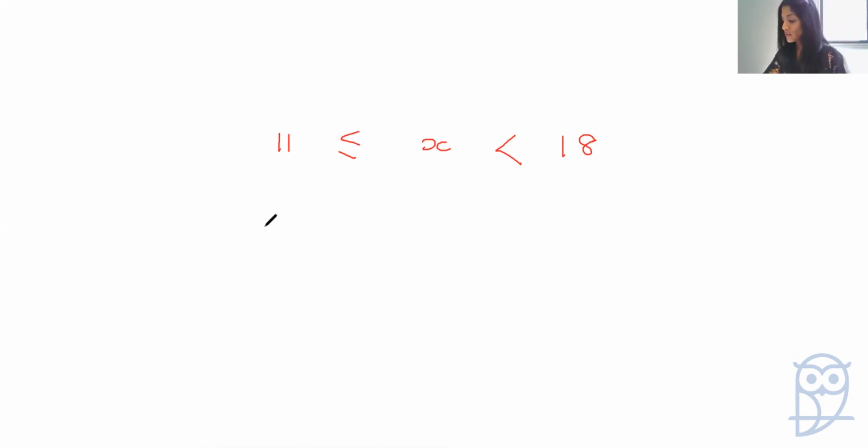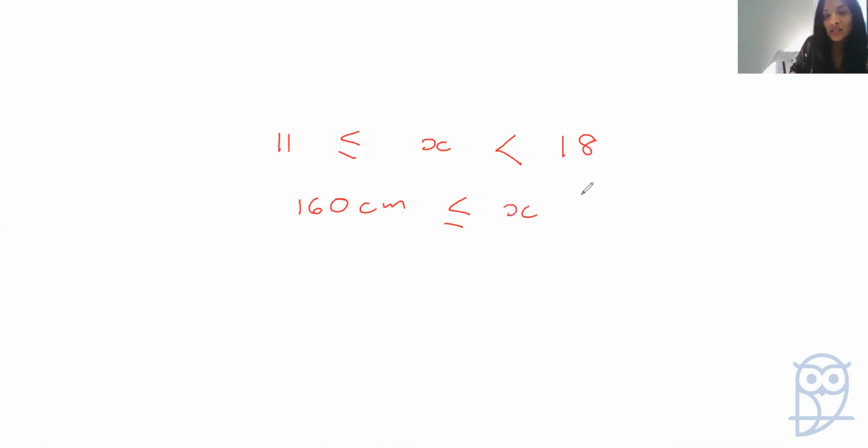Number 3 says, to ride on a roller coaster, a person must be at least 160 centimeters tall and not taller than 2 meters. So they must be at least 160 centimeters tall, but they must not be taller than 2 meters. And that's how we will write that.